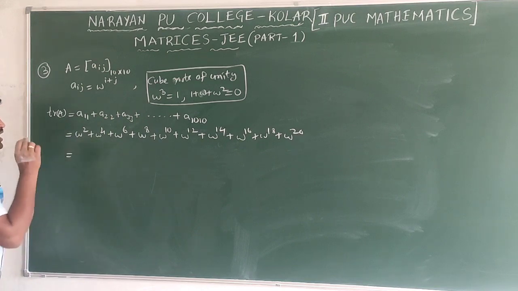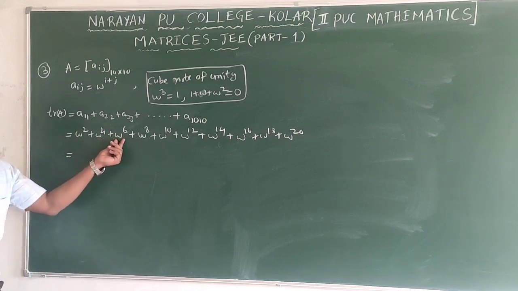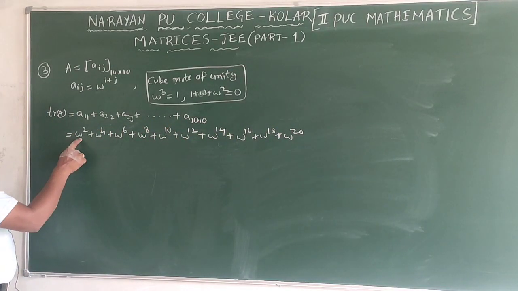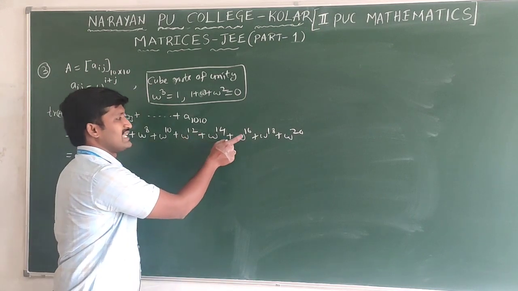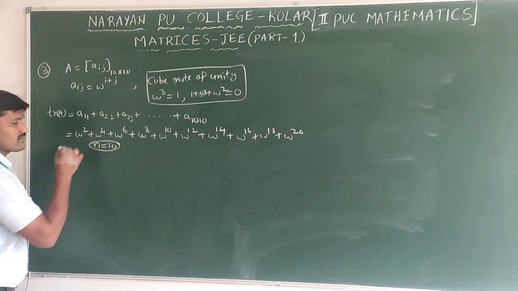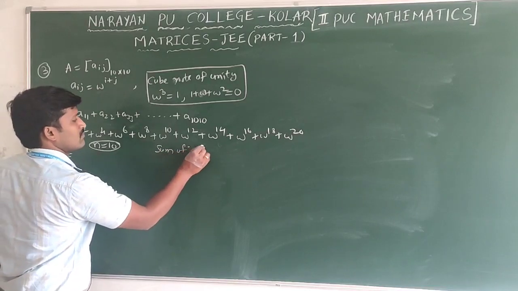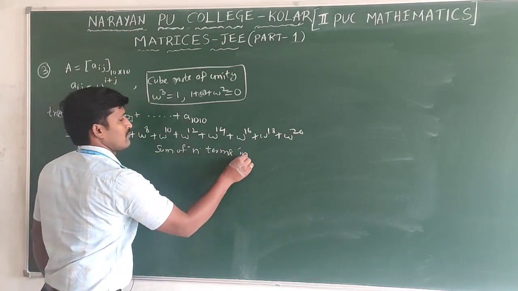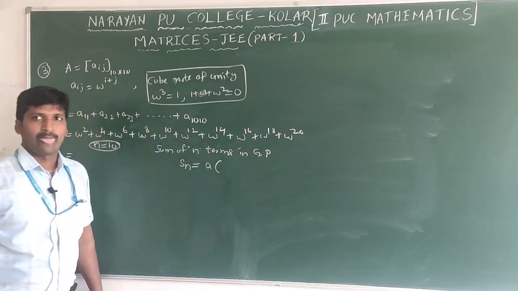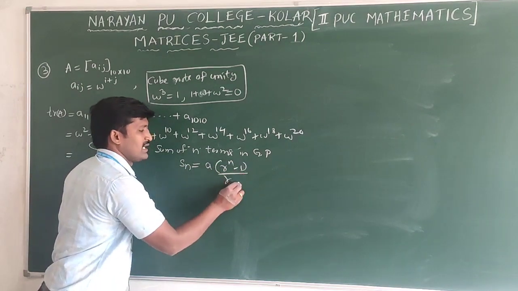Now this one you can verify with a GP series also. Omega square, omega power 4, omega power 6, omega power 8 and so on up to omega power 20. How many terms are there here? 1, 2, 3, 4, 5, 6, 7, 8, 9, 10. 10 terms are there. That's why n is clearly 10. Now the sum of n terms in a GP. The GP formula: Sn is equal to A into R power n minus 1 by R minus 1. Omega is clearly a complex value, but you can take any condition.